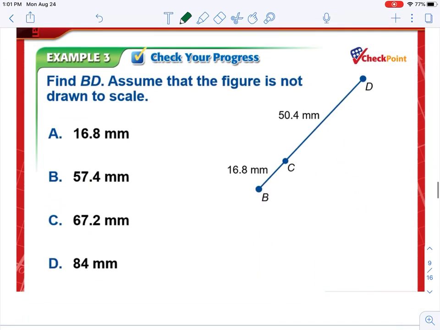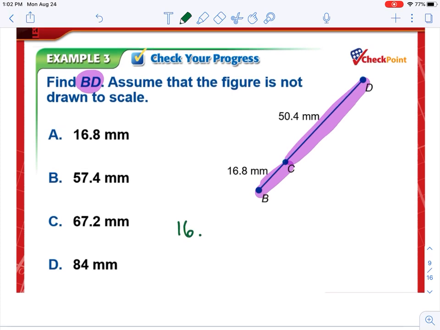Hopefully we're doing good so far. This one's even easier because it is decimal. So we take our left segment BC plus our right segment CD, and we find the value of BD that we want to solve for. So 16.8 plus 50.4 equals BD.